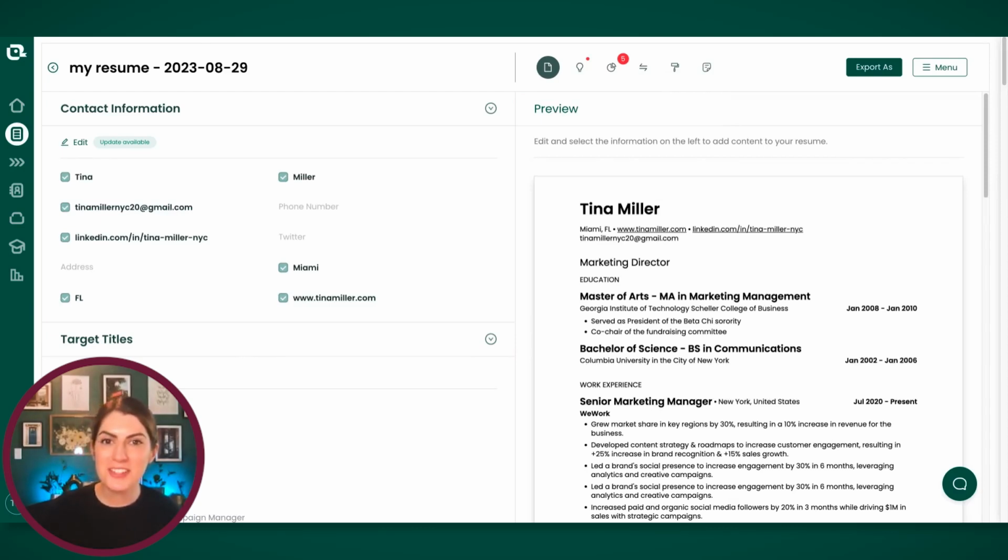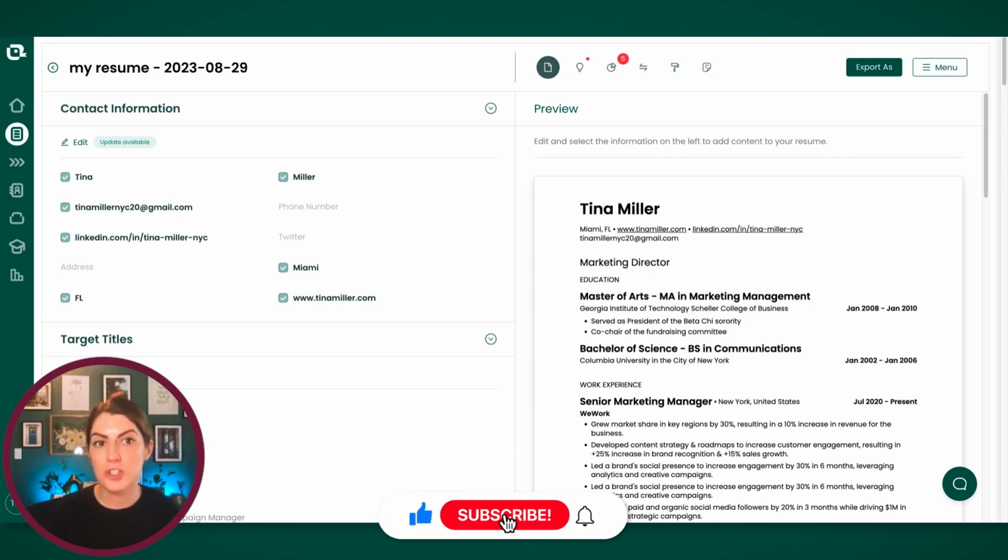I'm a recruiter with Teal, and today I'm going to show you how to add impact and metrics on your resume. If you're struggling to identify the impact you've made in your past work experience, we're going to do a walkthrough of taking a general job duty and giving it a little bit of spice for impact.